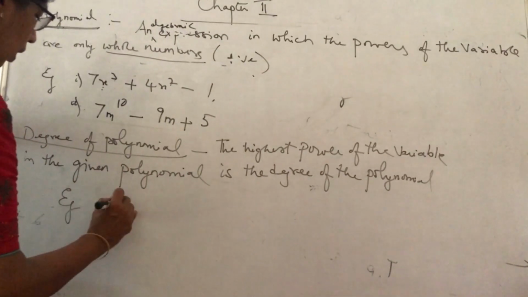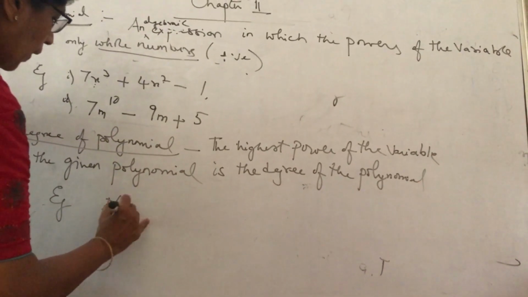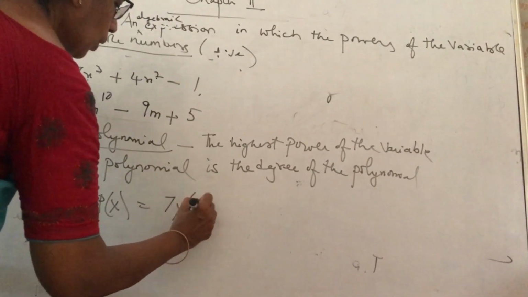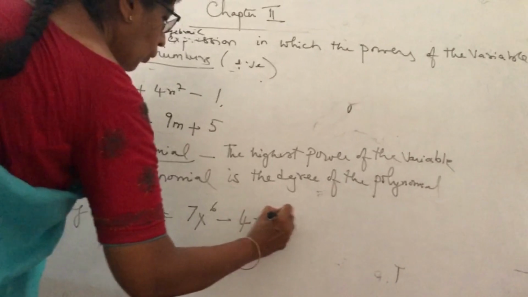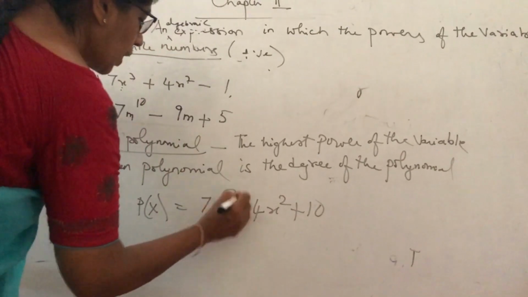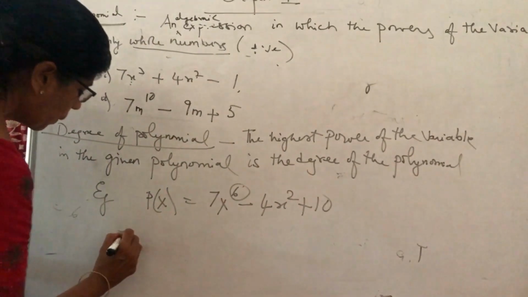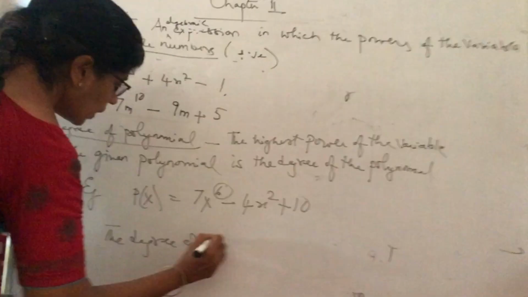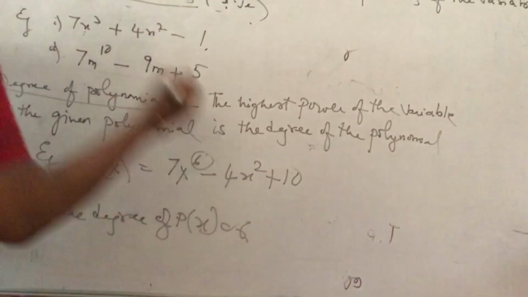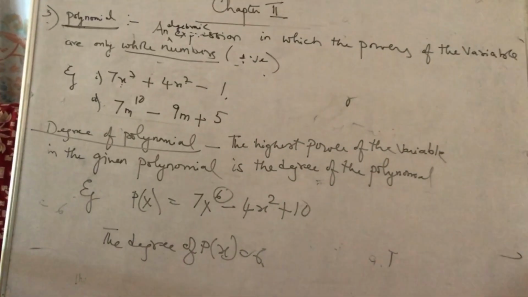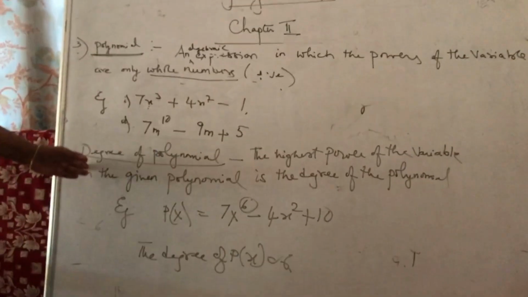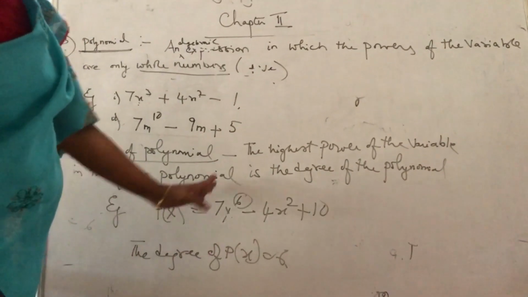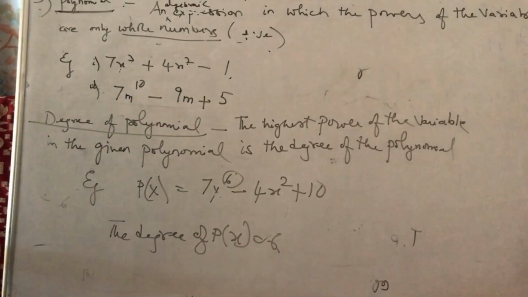Example, p of x is equal to 7x to the power of 6 minus 4x squared plus 10. Highest power, 6. The degree of p of x is equal to 6. Degree of the polynomial means the highest power of the variable in the given polynomial is its degree.